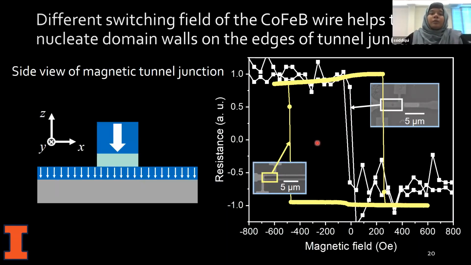So now, if you look into what the domain structure of this ferromagnetic layer would look like, we start with a uniform free layer and a uniform reference layer. If you apply a small field, say negative 100 oersted, then the part where there is no reference layer will switch, but the part where there is a reference layer on the top will not switch. So we will have a domain wall around the edges of the tunnel junction.